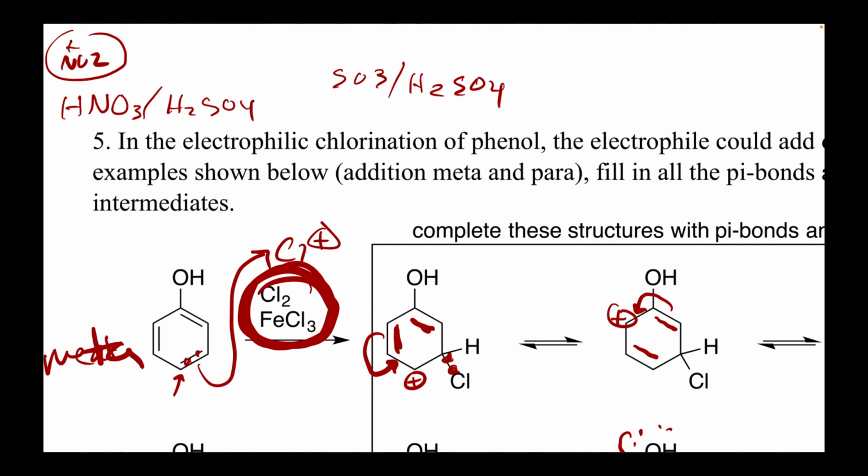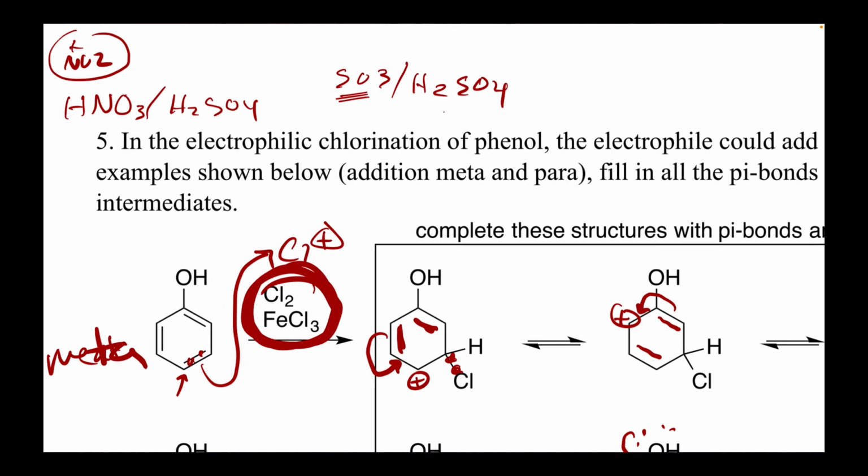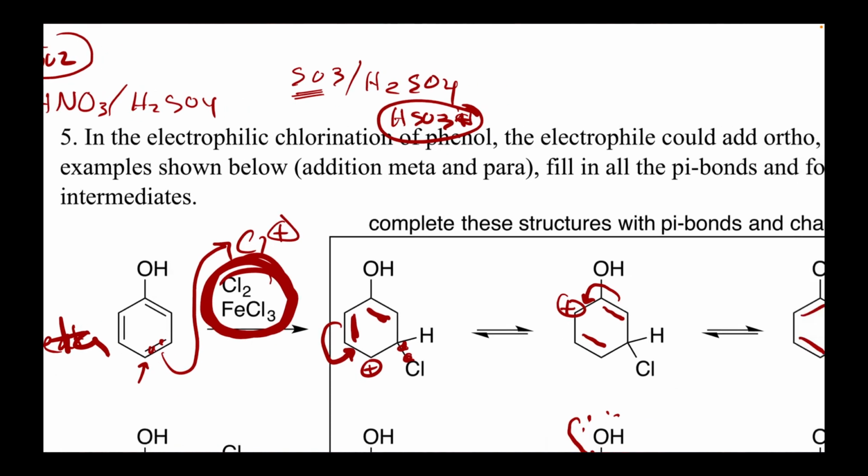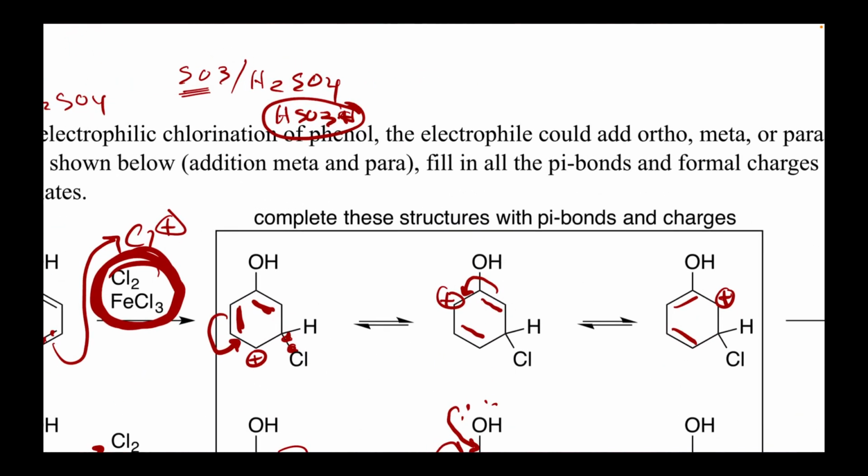So what kind of group would we put on the ring if we use those reagents? Not OH minus. It comes from SO3, but actually the electrophile would be HSO3 plus. So that would make a sulfonic acid. On a benzene ring, you'd end up with a sulfonic acid group attached through sulfur. HSO3 plus has an S plus. That's what reacts with the benzene ring.